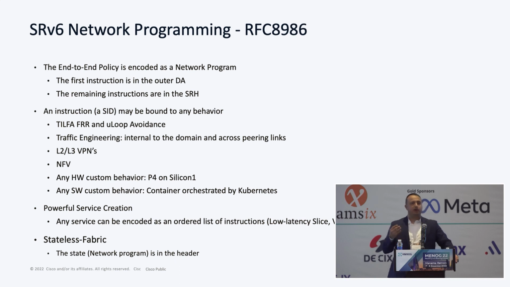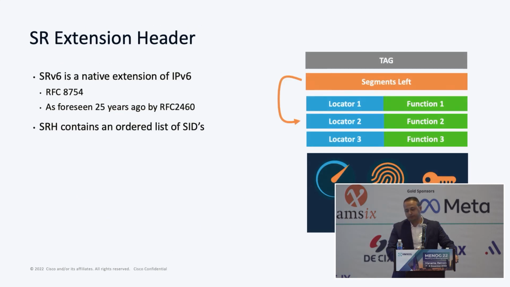Practically speaking, you can have the network program processed by a non-SRv6 node in the middle, like a core node, without being aware that this is an SRv6 encapsulation, because it only needs to look at the destination field of the packet. And this allows us to do what? To build an end-to-end fabric that is stateless and enable ultra scale for the transport network end-to-end.